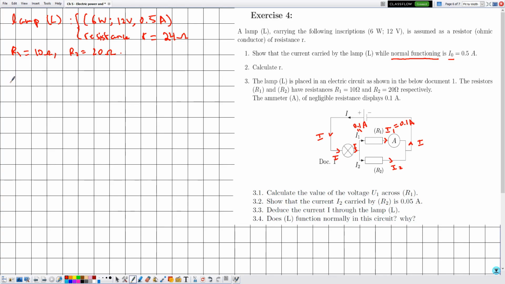Now 3.1, they are telling me calculate the value of the voltage U1 across R1. So we know the resistance of R1 to be 10 ohms, and we know the electric current traversing it, which is I1 is equal to 0.1 amperes. Then we can calculate its voltage using Ohm's law. So we are applying Ohm's law.